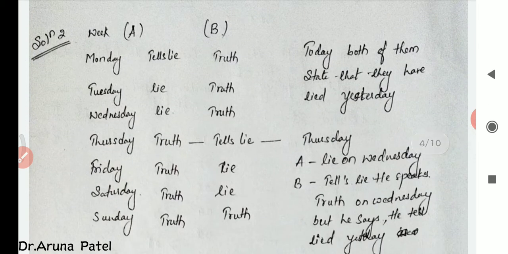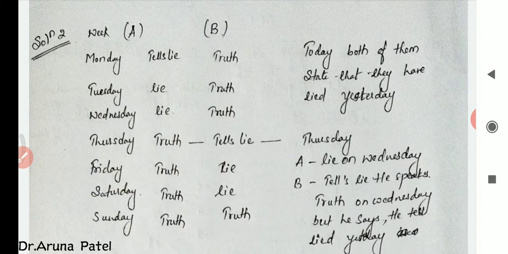I have written the weekdays on the left side, and A tells lies on Monday, Tuesday, and Wednesday, and on the rest of the days he speaks the truth. In the same way, B speaks the truth on Monday, Tuesday, and Wednesday, and from Thursday he lies for 3 days: Thursday, Friday, and Saturday, and on Sunday he also speaks the truth. Here today both of them state that they have lied yesterday. So we have to select the fourth day, that is Thursday.